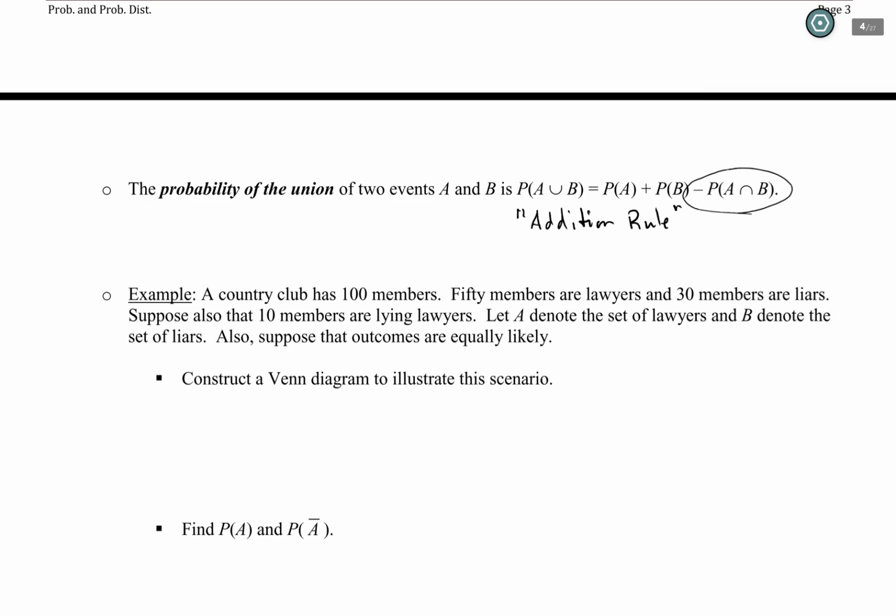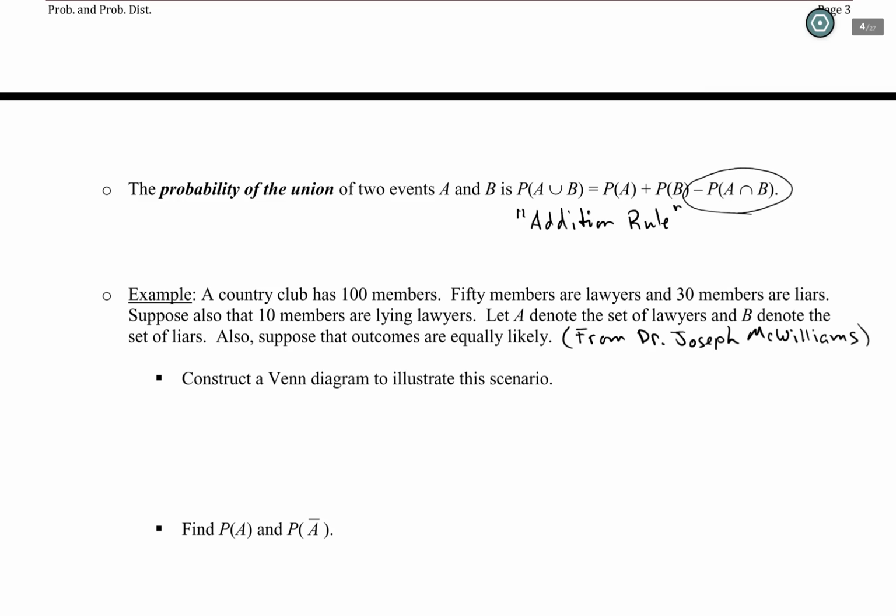So let's look at an example that illustrates some of these ideas. So here's an example. Hit the pause button and read it, but I want to give credit to Dr. Joseph McWilliams. This is from his textbook, from Dr. Joseph McWilliams, a retired statistics and mathematics professor at Stephen F. Austin. Okay, so we have a country club.